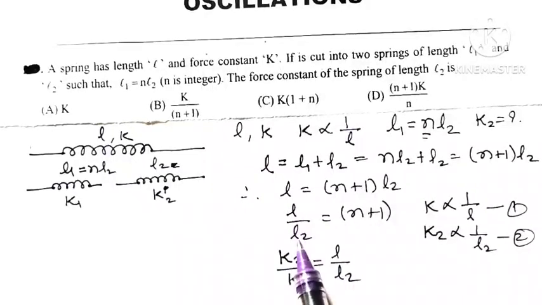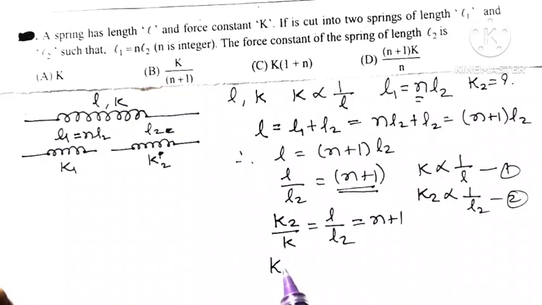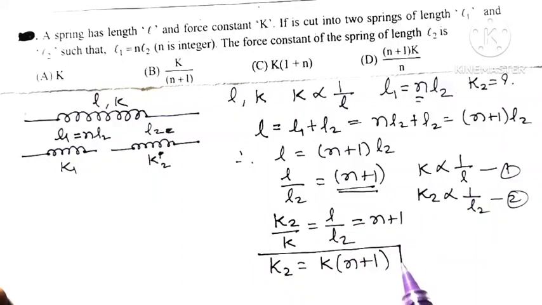But what is L upon L2? L upon L2 is equal to N plus 1. So this is equal to N plus 1. Therefore, K2 is equal to K into N plus 1.